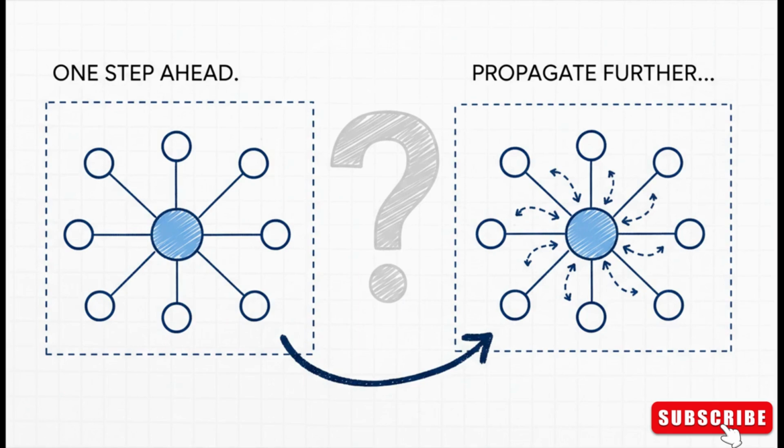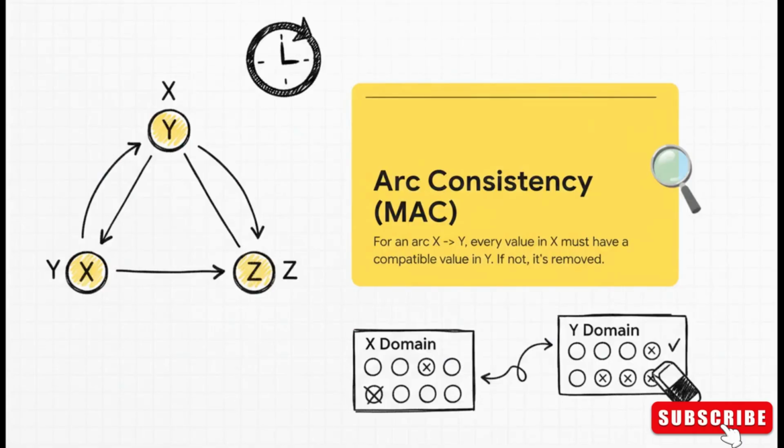Forward checking is awesome, but it's a little short-sighted. It only looks one step ahead, right, to the immediate neighbors. So the obvious next question is, what if we could go further? What if we could create a domino effect that ripples through the entire puzzle? And that brings us to something way more powerful, arc consistency.